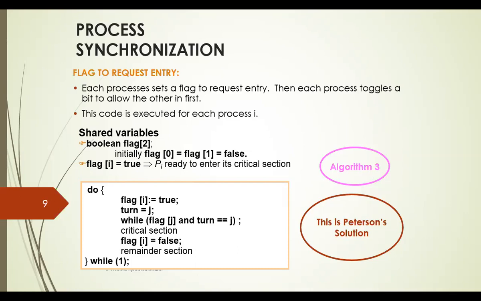In the entry section, process I first raises the flag, indicating a desire to enter into the critical section. Then turn is set to J to allow the other process to enter the critical section if process J so desires. The while loop is a busy loop. Notice that the semicolon is at the end, which makes process I wait as long as process J has the turn and wants to enter into the critical section. Process I lowers the flag of I in the exit section, allowing process J to continue if it has been waiting.